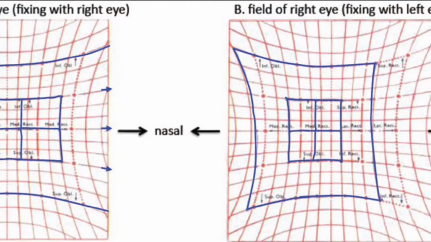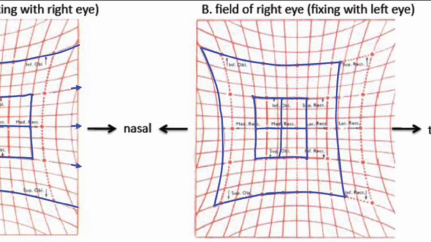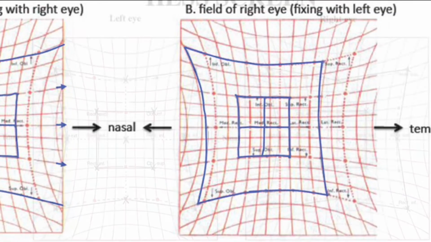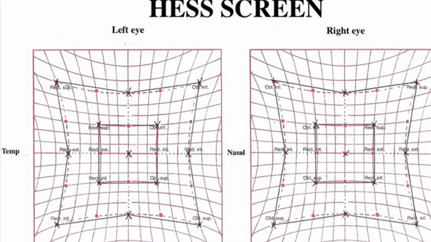Have a look at the field here. This is a right sixth nerve palsy Hess chart. You can see restriction of right abduction. If you have a look at a normal field, this is what a normal field looks like. It's a full field.